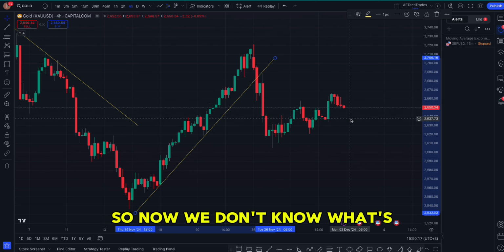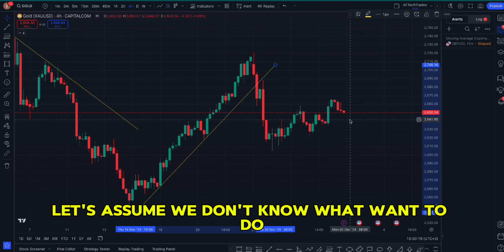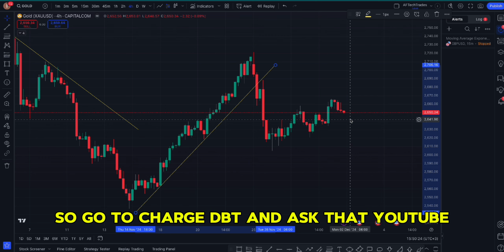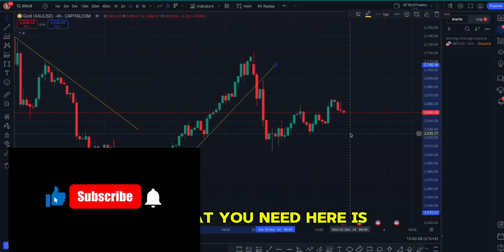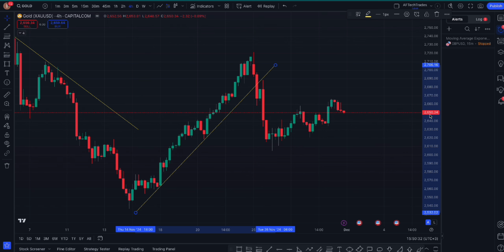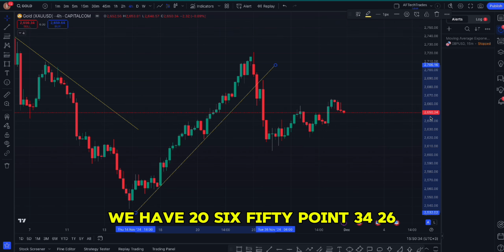So now let's assume we don't know what we want to do. So we'll go to ChatGPT and ask ChatGPT. So what you need here is the current market price. We have 2650.34.